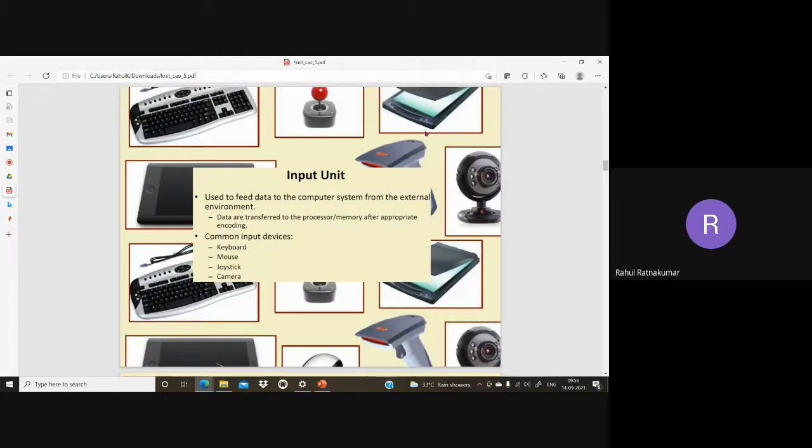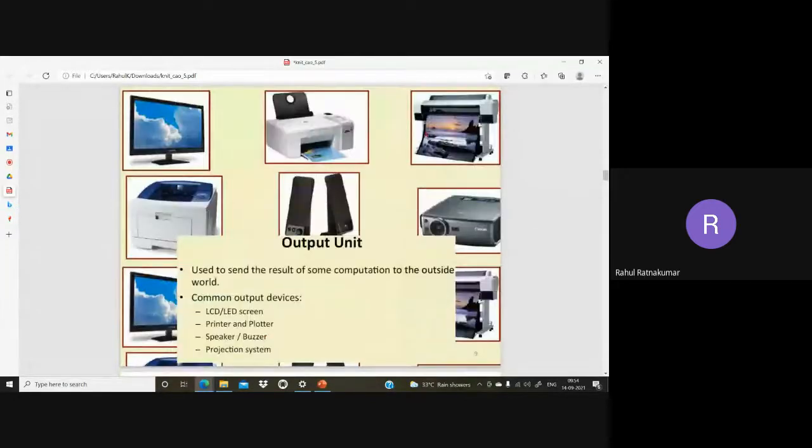Okay, now we have input units. An input unit is whatever device or system which helps us input some data into the computer. It can be a keyboard, mouse, plotter, printer, camera, scanner, card readers, touch screen. Now the output unit: screen, printer, projector, buzzer, sound system, plotter, etc.